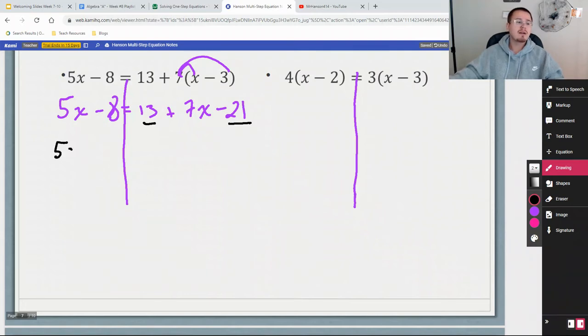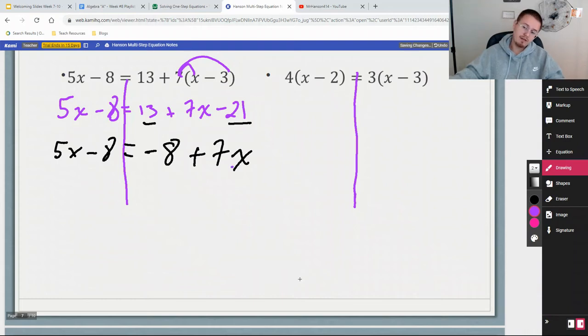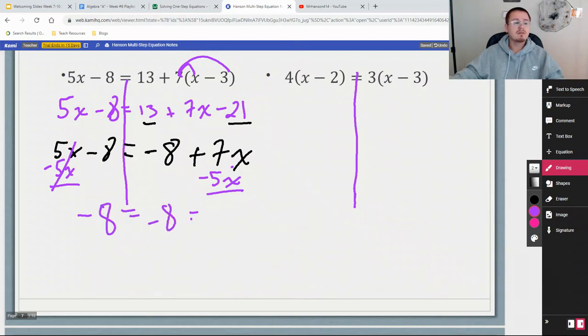So 5X minus 8 remains 5X minus 8. And 13 minus 21, well, the 21 has the larger absolute value, which means I'm going to get a negative number, which will be negative 8 plus 7X. All right, moving along. Well, here we're doing really good. So now I got my 2 X's, 1 on each side. Which one's smaller? 5X, thank you. I'm going to move 5X by subtracting 5X from both sides. This is moving the variables to one side because you got to get all your variables on one side. That makes it 0. That makes negative 8.